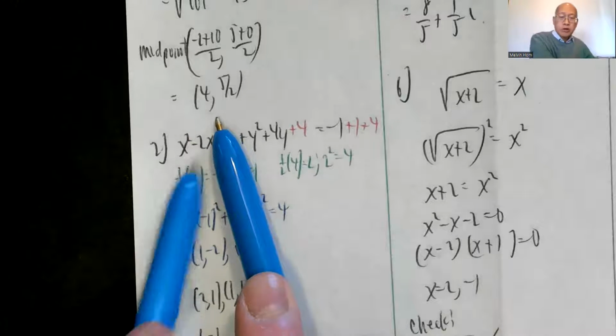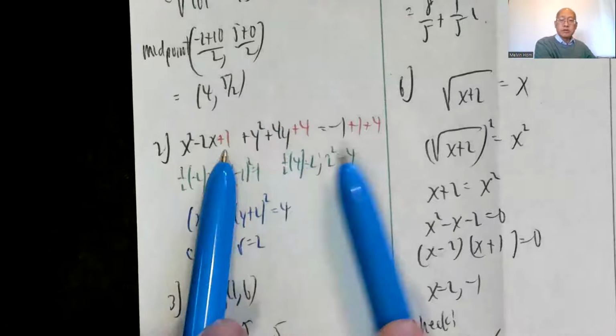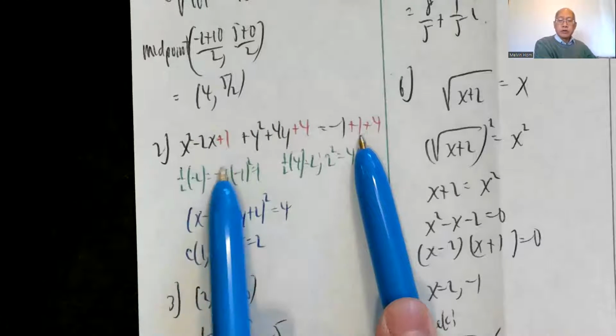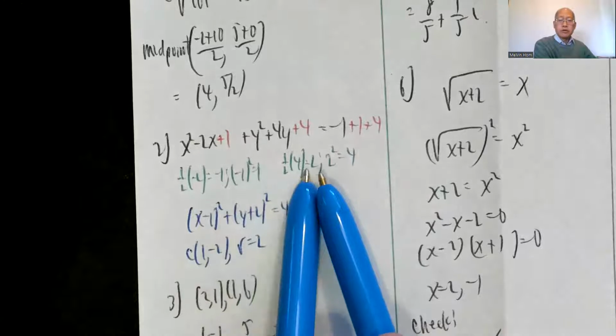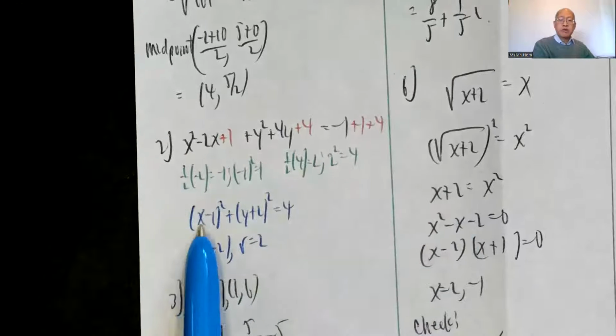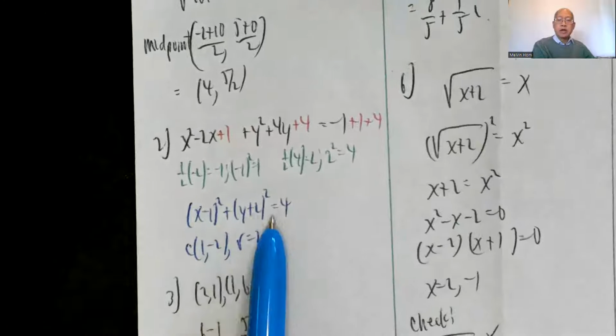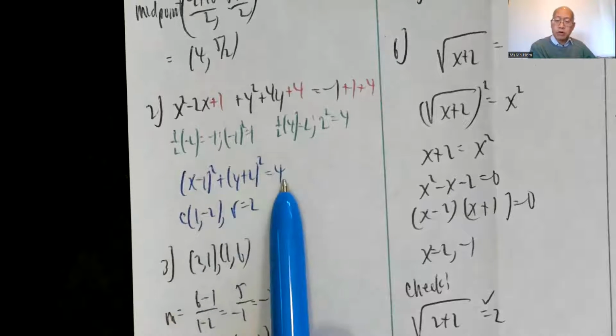Complete the square: half the coefficient of x. Half of -2 is -1. -1 squared is 1, so I add 1 to both sides. Do the same thing for y. Half the coefficient of y, half of 4 is 2. 2 squared is 4. Add 4 to both sides. Factor: (x minus 1) squared plus (y plus 2) squared is equal to 4. So the center is (1, -2). The radius is the square root of this number, which is 2.